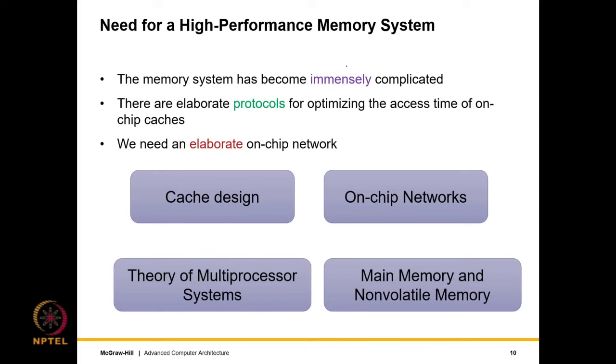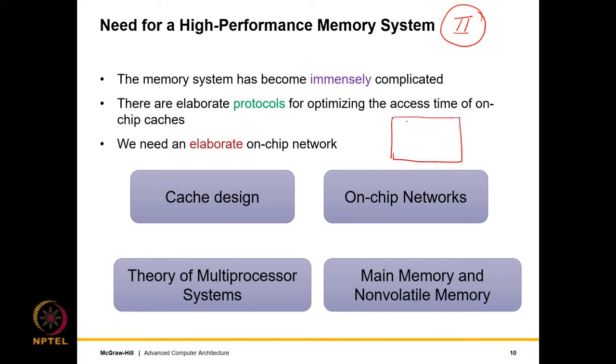Then part 1 of the book comes to an end and we enter part 2. Part 1 was all about processing. Now in part 2, we will discuss the memory system. Over the years, in a multi-core system, we need a very high bandwidth and low latency memory system. As a result, a lot of architectural tricks have to go into designing the memory system, and consequently the memory system has become immensely complicated. There are elaborate protocols for everything, particularly for optimizing the access of on-chip caches. I'll tell you in a second what I'm talking about.